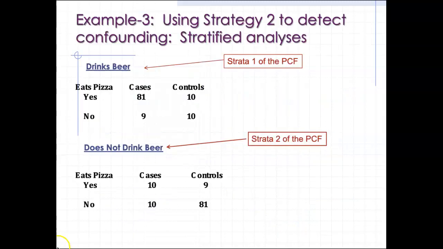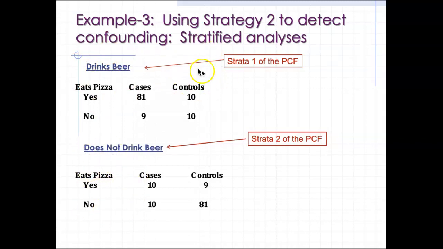So given that I am concerned about this drinking beer variable potentially confounding the relationship between eating pizza and heart disease, I want to conduct a stratified analysis. When I conduct a stratified analysis, I should be calculating the measure of association between eating pizza and heart disease just among those who drink beer, and then I should do that separately for those who don't drink beer.